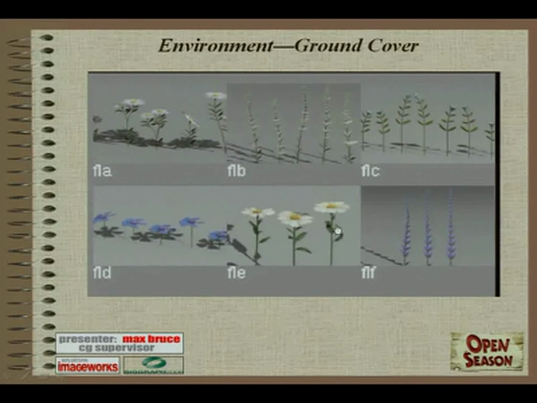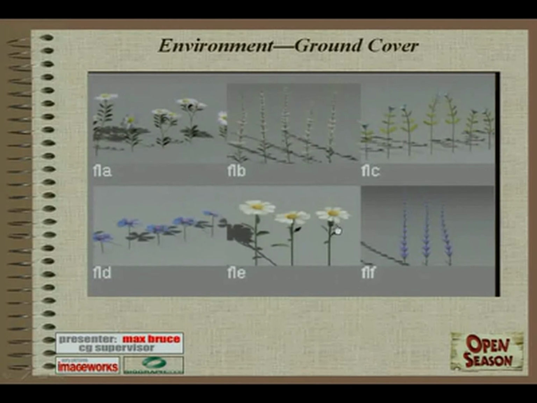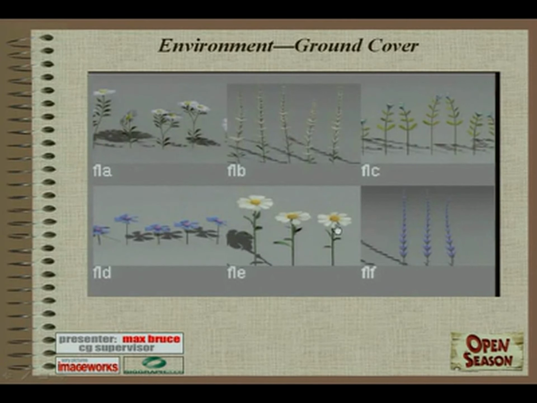Now, we needed a way to quickly populate. This is all pretty much instance geometry or sprites. So we needed a way to quickly populate small instance geometry throughout the movie in every shot. So we actually created an environment team of about 10 to 15 artists who just did landscaping, basically.